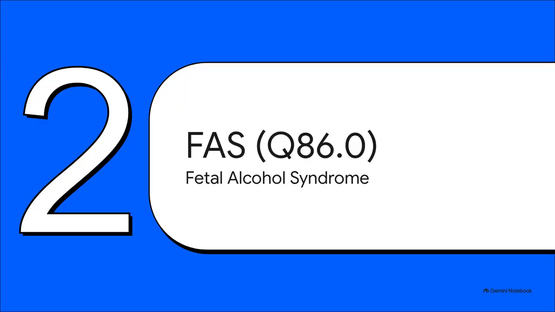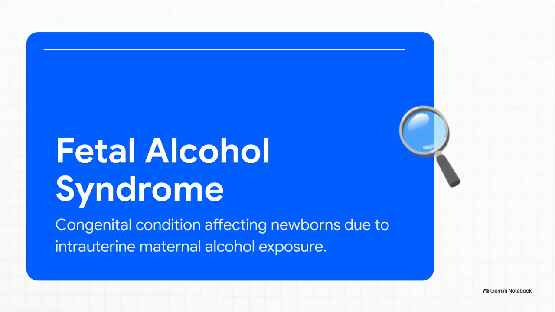So let's move on to Section 2, fetal alcohol syndrome and code Q86.0. Let's look at how this actually impacts the newborn. The specific code we use here is Q86.0, which designates fetal alcohol syndrome. Basically, this is a congenital condition that affects newborns exclusively because of intrauterine maternal alcohol exposure. Now, the absolute non-negotiable rule here is that Q86.0 only goes on the pediatric or newborn record, and that is only when fetal alcohol syndrome has been formally and explicitly diagnosed by the provider.